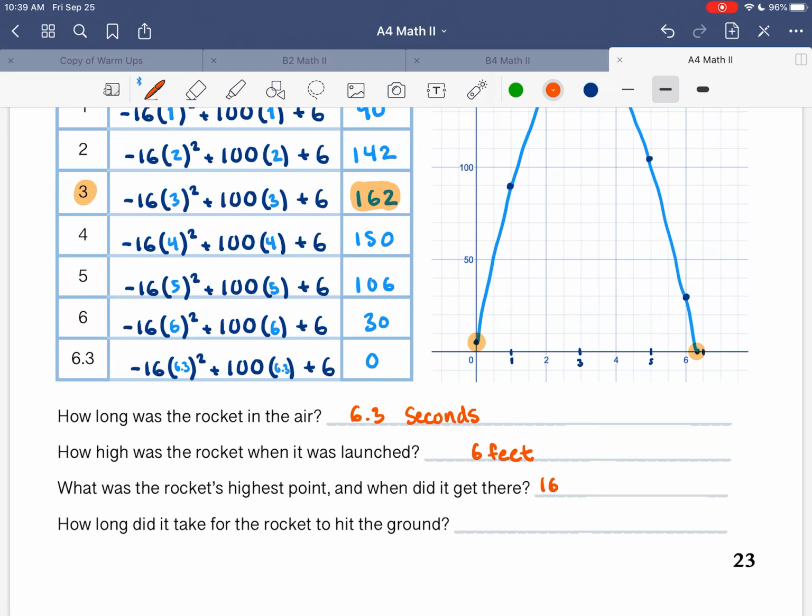So the highest point was at 162 feet, and when it got there was at 3 seconds. That's how long it took to get to its highest point. 3 seconds.